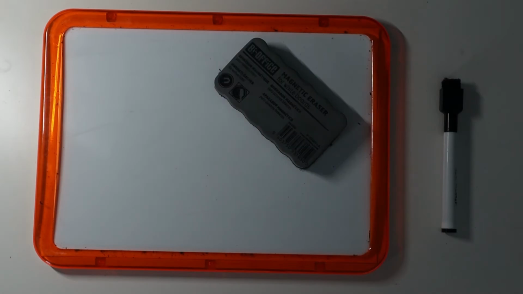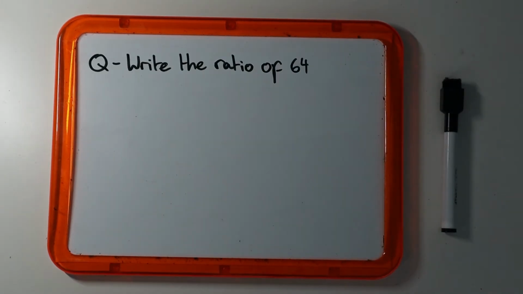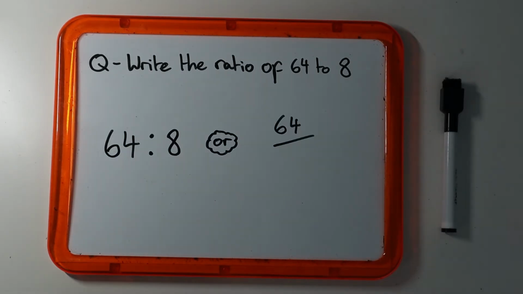This is the same with any number you can think of. So, for example, if you were asked to write the ratio of 64 to 8, you could just write that as it sounds, 64 to 8, or 64 over 8.